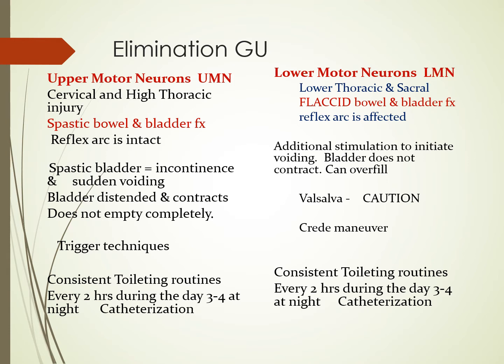One is a Valsalva maneuver, but if you can imagine, they already have low blood pressure and their pulse is kind of low, so we worry about that. Another one is a Credé maneuver, where you push on the bladder itself, and sometimes that can stimulate voiding. Another, just like with the upper motor neurons and that spastic bladder, catheterization and every 2-hour toileting may help.